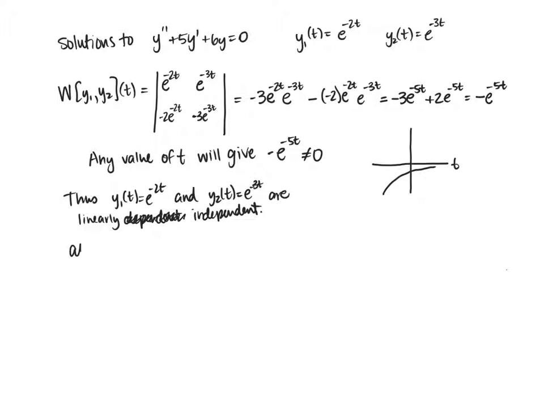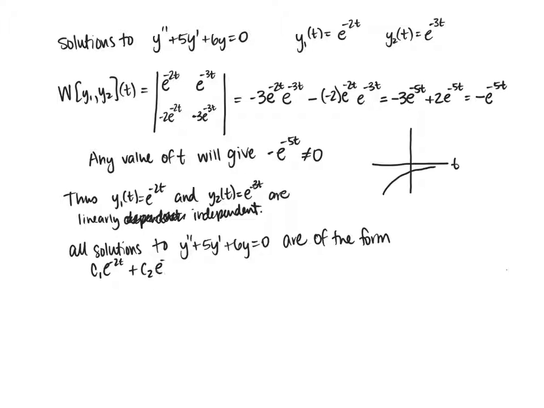So all solutions to y double prime plus 5y prime plus 6y equals 0 are some linear combination of those two functions. So we're going to have some constant times e to the minus 2t plus some constant times e to the minus 3t.